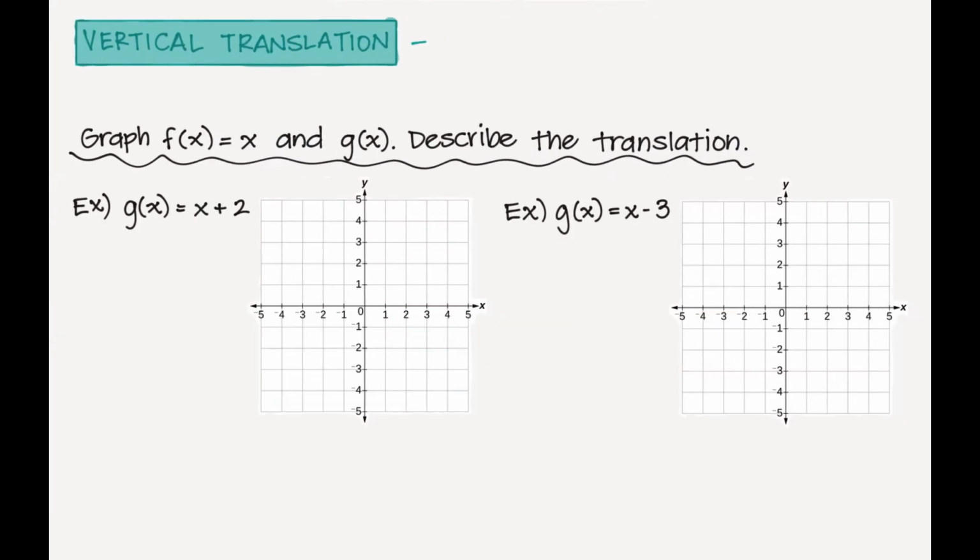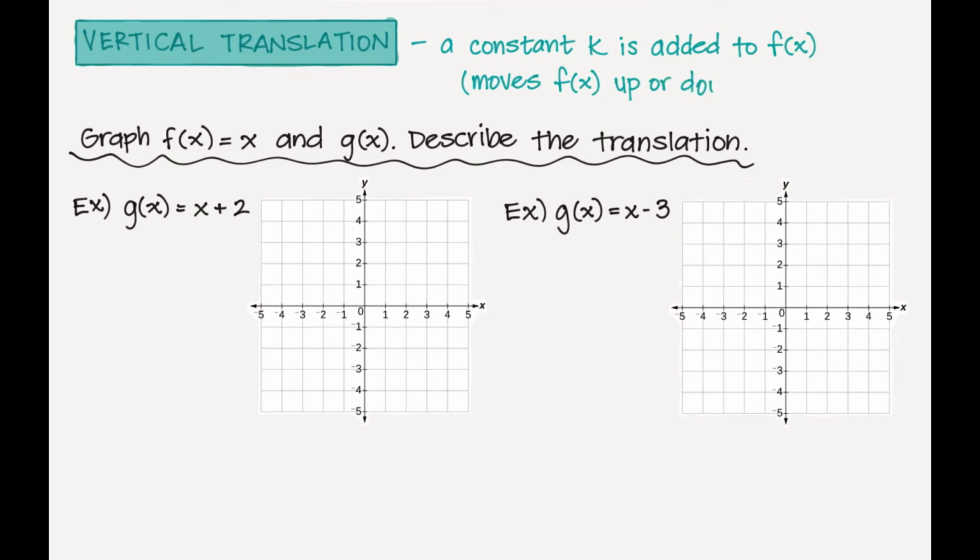So let's go ahead and check out our first transformation, which is a vertical translation. So this means that we are going to see a constant, we'll call it k, that is going to be added to the parent linear function, f of x. And when we add it, it's going to move that parent function, that line, either up or it's going to move it down. So for my first one, I'm going to go ahead and graph the parent linear function. And then we're going to graph g of x.